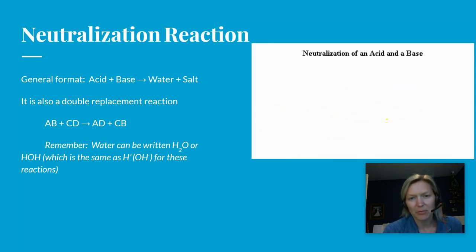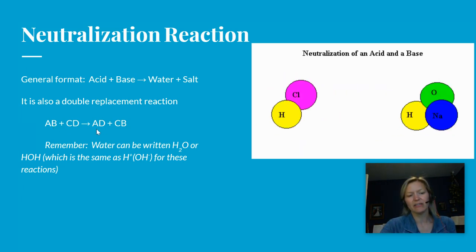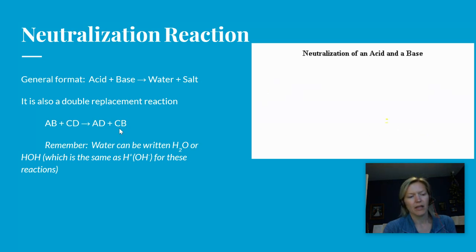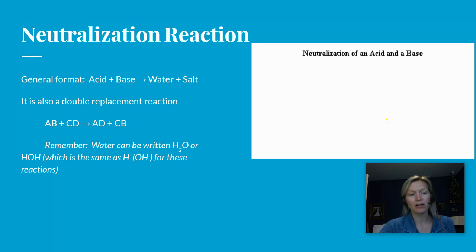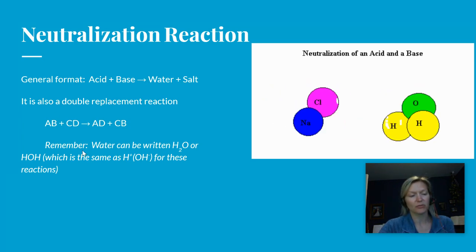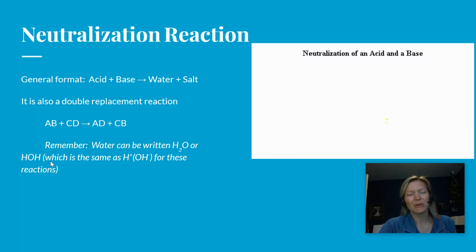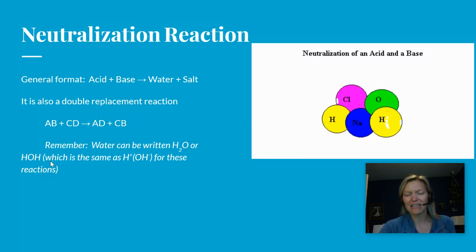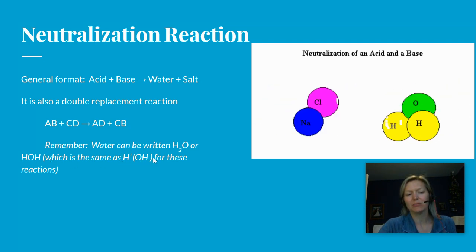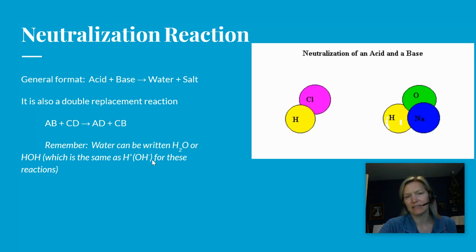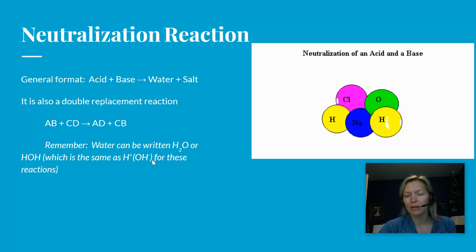It is also a double replacement reaction. AB plus CD yields AD plus CB. Now, there's a little reminder because some students don't see it. If water is part of either the acid or the base, if it's acting as one of those, it can be written H2O or HOH, or to make it seem a little easier to see whether it's an acid or a base, it is the same as a hydrogen ion plus a hydroxide ion all bonded together. We really only do this for acid-base reactions, but it might help you see it.